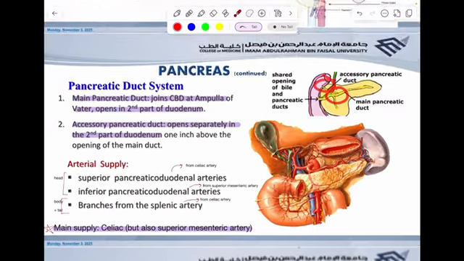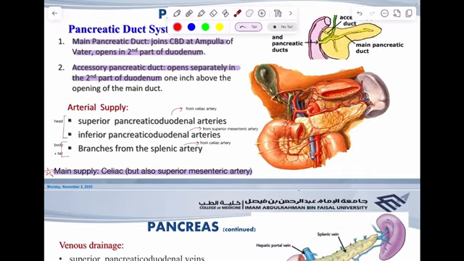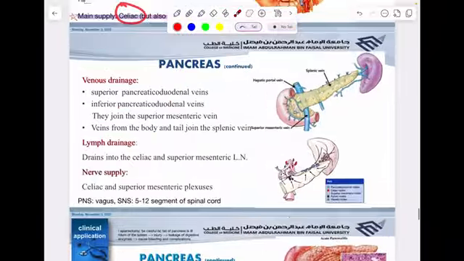But بالنسبة to arterial supply, we have the head is going to be supplied by the superior and inferior pancreaticoduodenal arteries. The superior is going to come from the celiac artery, inferior from the superior mesenteric. بالنسبة للbody and the tail, it's going to be branches of the splenic artery, also coming from the celiac artery. So as we can see, its main supply is going to be from the celiac, but also from the superior mesenteric. بالنسبة للvenous drainage, the superior pancreaticoduodenal and inferior as well are going to join the superior mesenteric vein, and the veins from the body and tail are going to join the splenic veins.